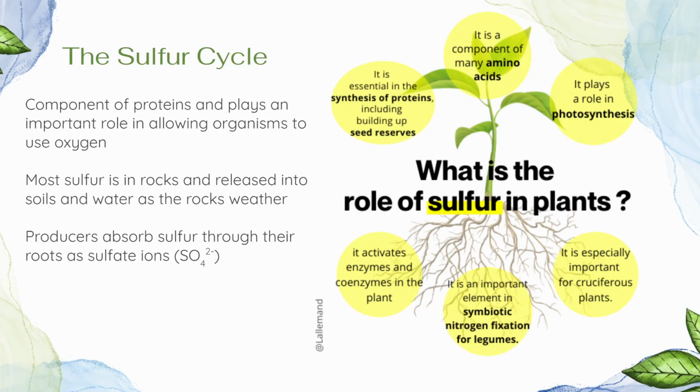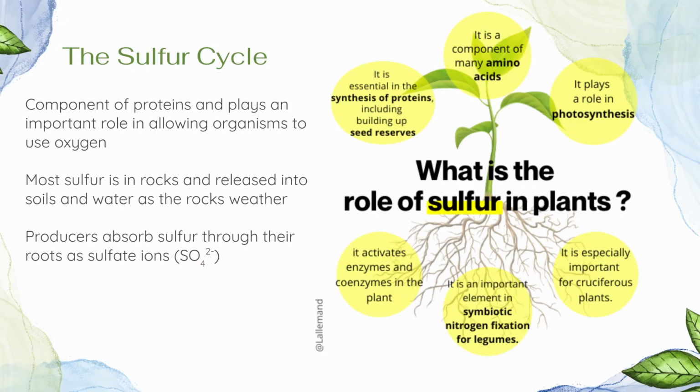Finally, we'll touch quickly on the sulfur cycle. Sulfur is a component of proteins and is important for allowing organisms to use oxygen. Most sulfur is stored in rocks and is released into soils and water as the rocks weather. Producers then absorb it through their roots as sulfate ions, SO4 2-.